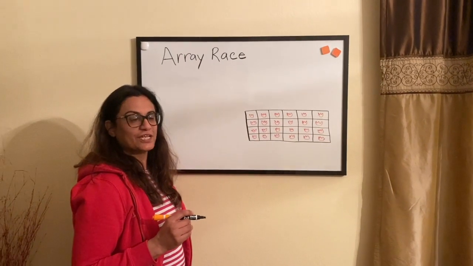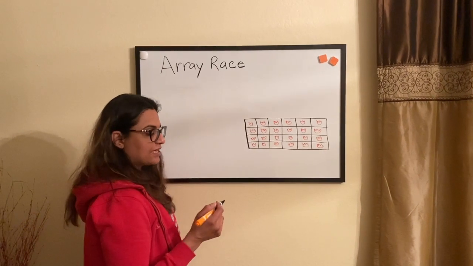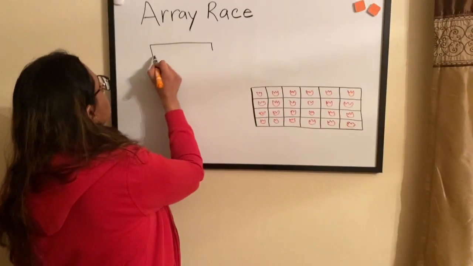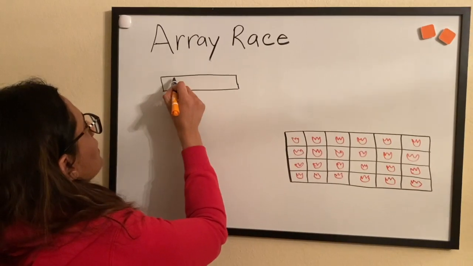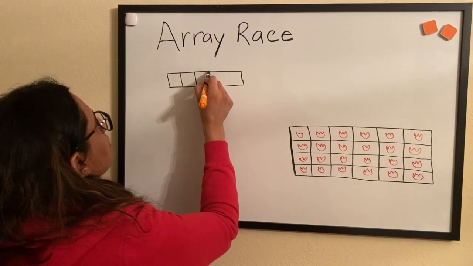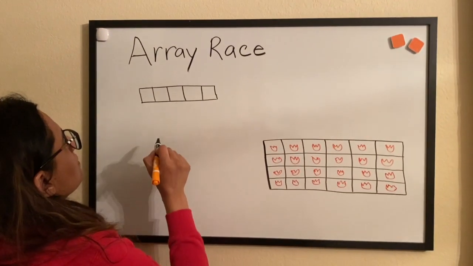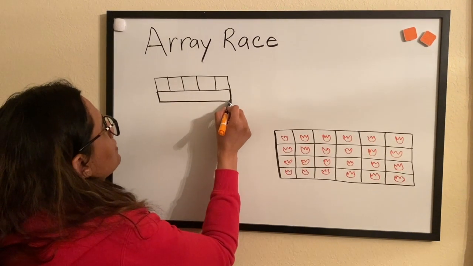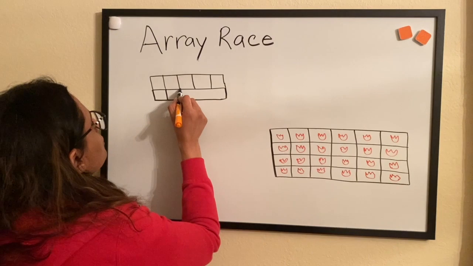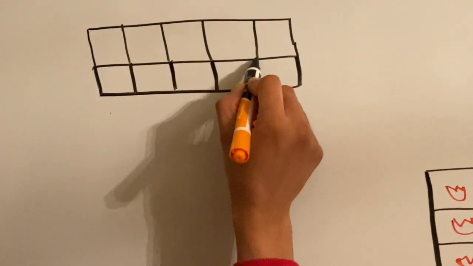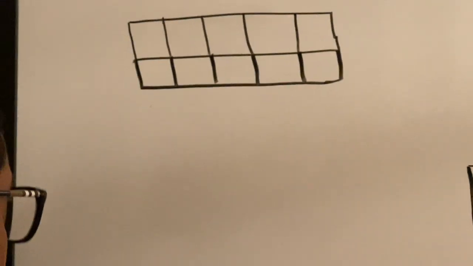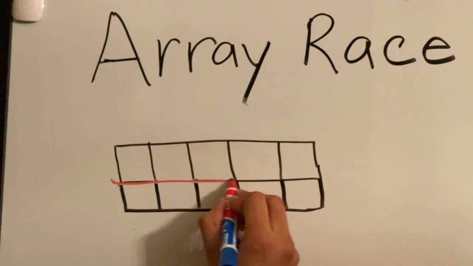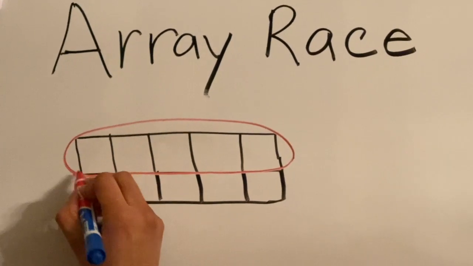Hi, so today we're going to do our array race, and let me show you an example. Here is a strip that is divided into 5 parts. Now I take another strip and I divided it equally into 5 parts. So this one strip here, I can call it a row.